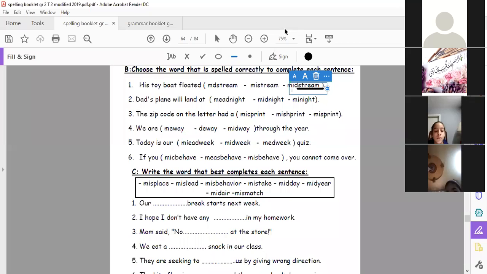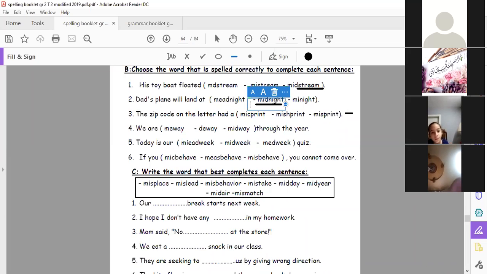Now, number two. Dad's plane will land at midnight. Which one is right? The second. What do you mean by midnight? Midnight means the middle of the night. Yes, thank you. Mid means in the middle.